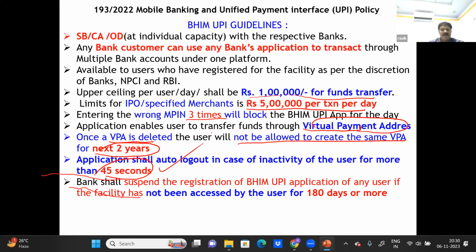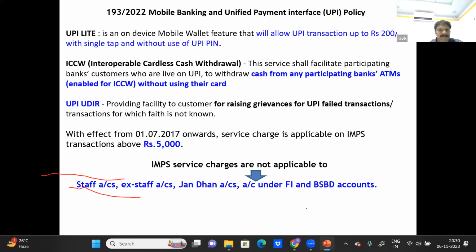Okay, remember. Then the branch shall suspend registration of the Beam UPI application of any user if the facility has not been accessed for 180 days. It is nothing but 6 months. If for 6 months nobody is using the Beam UPI app, then it will be suspended. The bank shall suspend the registration of Beam UPI. Okay. Now there are some more.